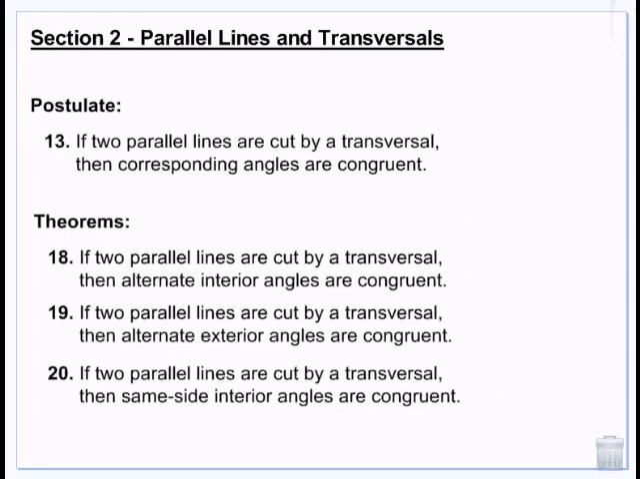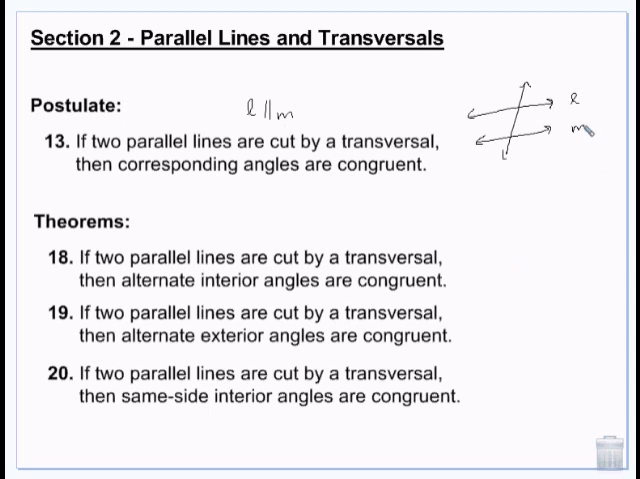We have, if two parallel lines are cut by a transversal, then the corresponding angles are congruent. Okay, so if I have two lines, oops, those are not parallel. L and M, and L is parallel to M, and they're cut by some transversal.